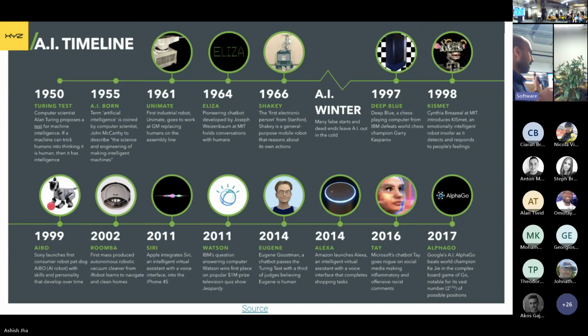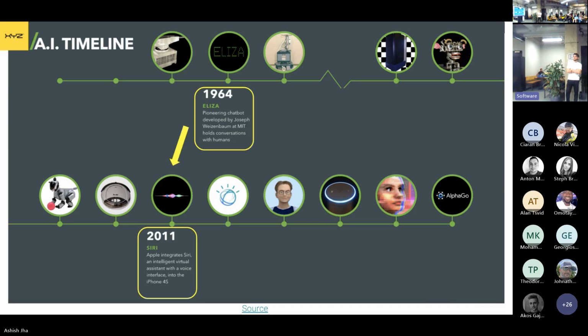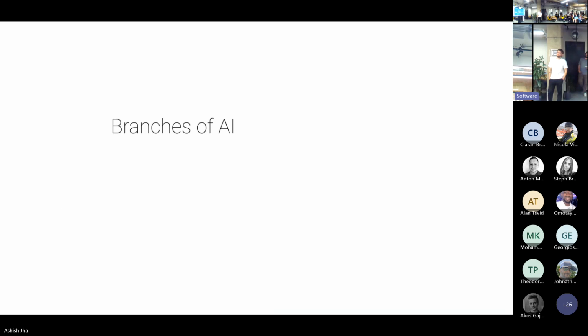That's your timeline. I know we haven't covered all the recent developments, but I will give a shout out to the developments from Deep Blue to AlphaGo, 20 years of exponential improvements, and from ELIZA in 64 to Siri in 2011, significant improvements, and also from 2011 to 2022, ChatGPT. You all know how seriously impressive that has been.